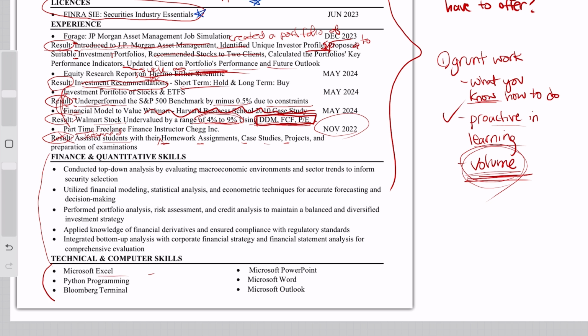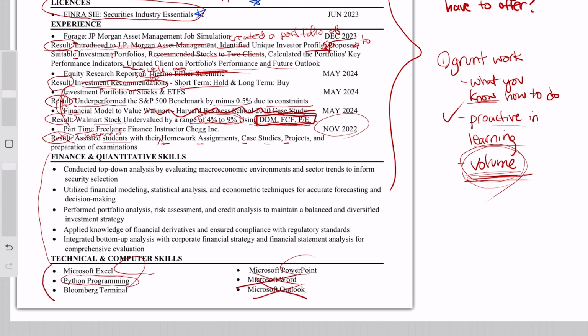Actually, that's it. That's all you need to write. What are important for the hiring manager? That you know how to create decks and that you know how to create valuation models. Word and Outlook, putting it here is shooting yourself in the foot. And then I would highlight the Python.